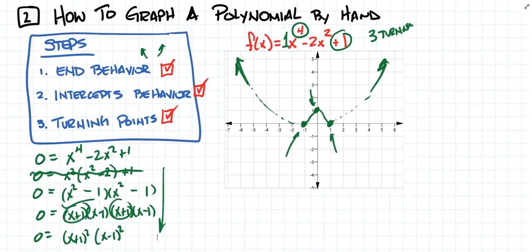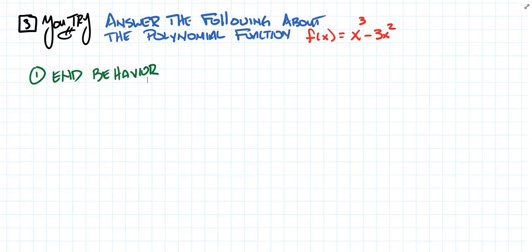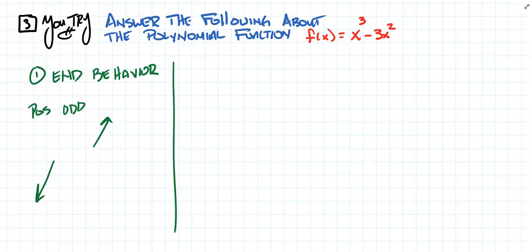We want to follow these 3 steps, and you're going to try one right now on your own. Okay, box number 3 is a U-try, but we're going to do this U-try in stages, okay? So the first thing I want you to do is just tell me the end behavior of the polynomial function f of x equals x to the third minus 3x squared. Okay, hopefully you got that. We have a positive and odd, so it's going to go down on the left and up on the right.